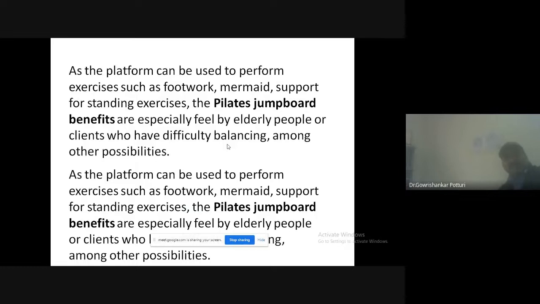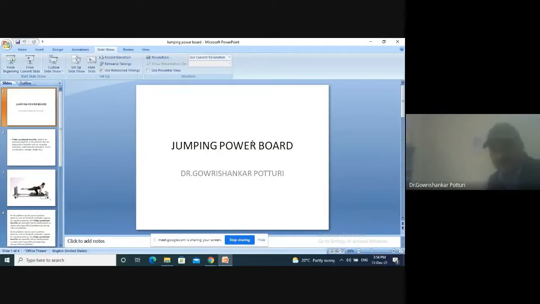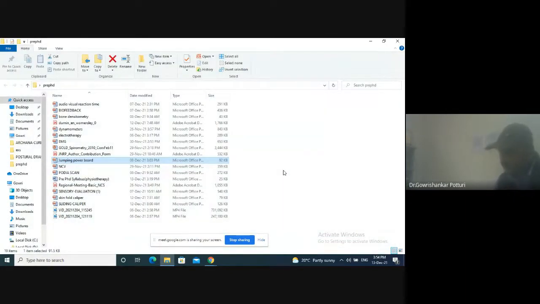As the platform can be used to perform exercises such as footwork, mermaid exercises, and support for stand exercises, the Pilates jump board benefits are especially felt by elderly people or clients who have difficulty in balancing, among other possibilities. That's about the jumping power board. Next one, Podia scan.